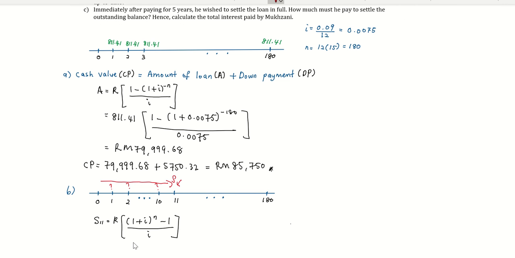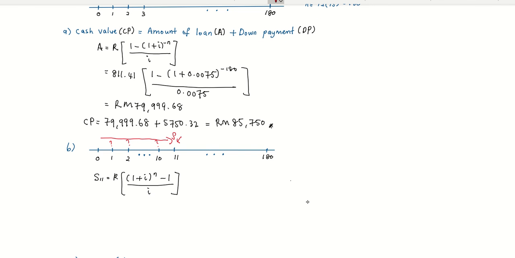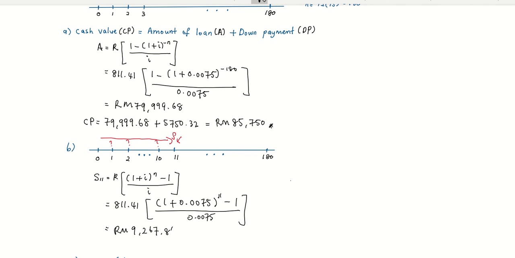That's why we use the annuity formula, future value S equals R times (1 plus i) to the power of n, minus 1, divided by i. So n here is 11, since he wants to settle at the 11th payment. So the total payment that he must pay at the 11th payment is 9,267.86.